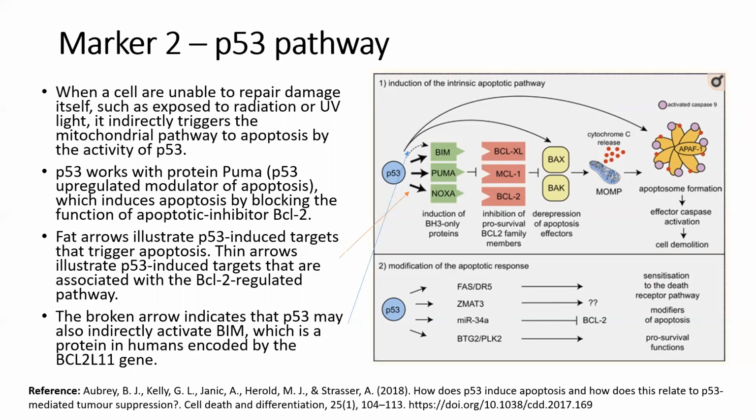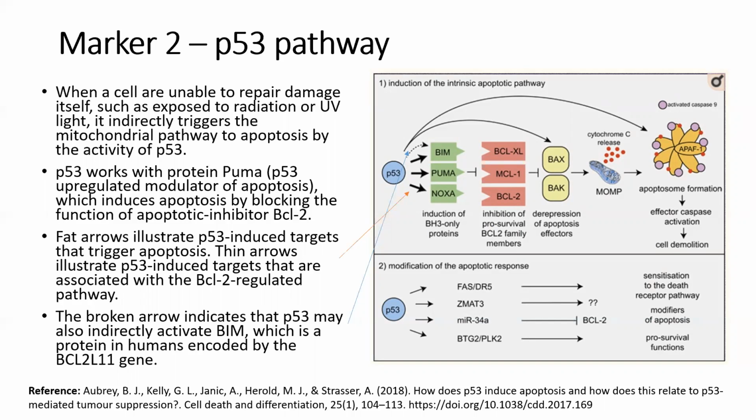So the p53 mechanism works with the protein PUMA. PUMA is the p53 upregulated modulator of apoptosis. It induces apoptosis by blocking the function of the apoptotic inhibitor BCL2. The fat black arrow that I'm pointing out illustrates how p53 induced targets trigger apoptosis, and the thin arrow illustrates p53 induced targets that are associated with the BCL2 regulated pathway.